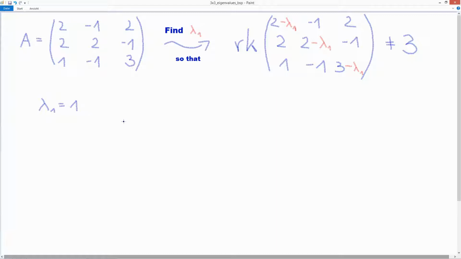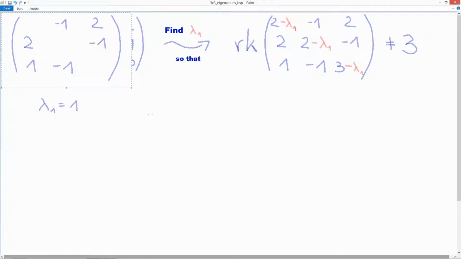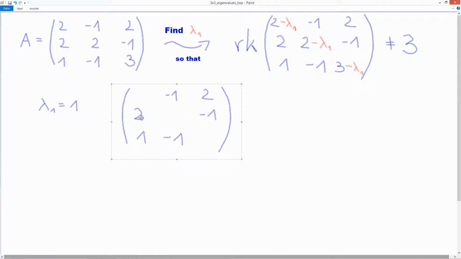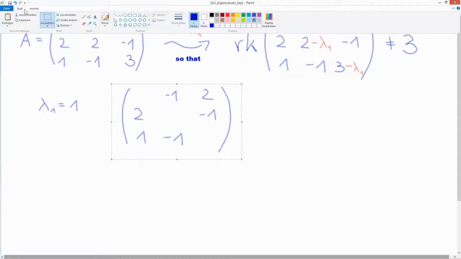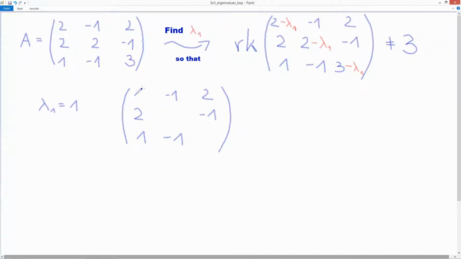Why is this so? Because when we subtract 1 from the diagonal elements of the matrix A, we get the following. So we are subtracting 1 from the diagonal elements of A. So 2 minus 1 is equal to 1. 2 minus 1 is equal to 1. And 3 minus 1 is equal to 2.